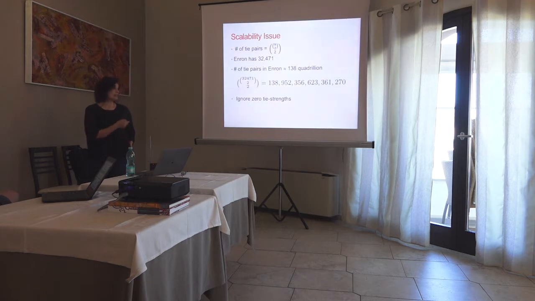So there is obviously a scalability issue. So even with Enron that has 32,000 nodes, if you were to do N choose two and two from that, you're getting 138 quadrillion. And even if you were to remove the tie strengths that are zero, there's still a lot of tie pairs to look at.